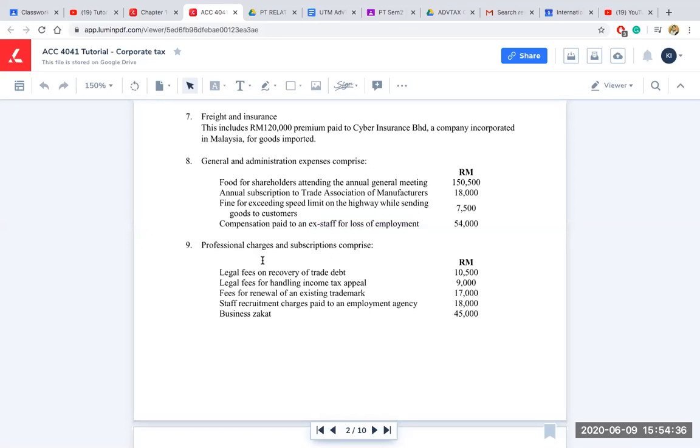Okay, we're talking about professional charges now, right? So normally you have to look at the nature of the expense, whether it's trade related or not. Legal fees or recovery of trade debts.